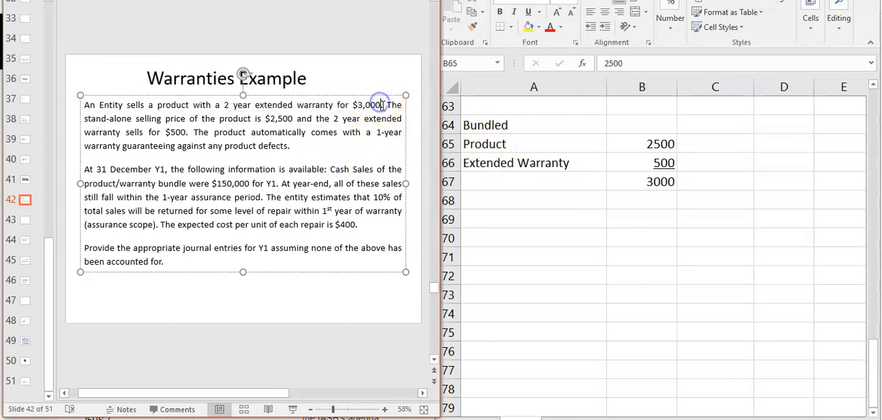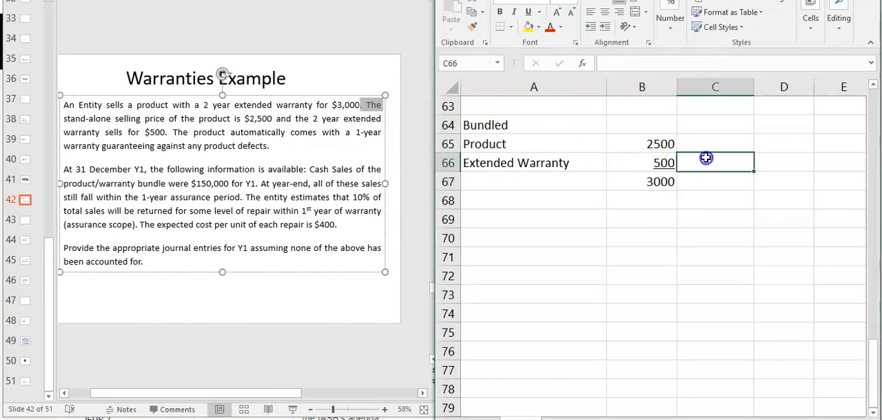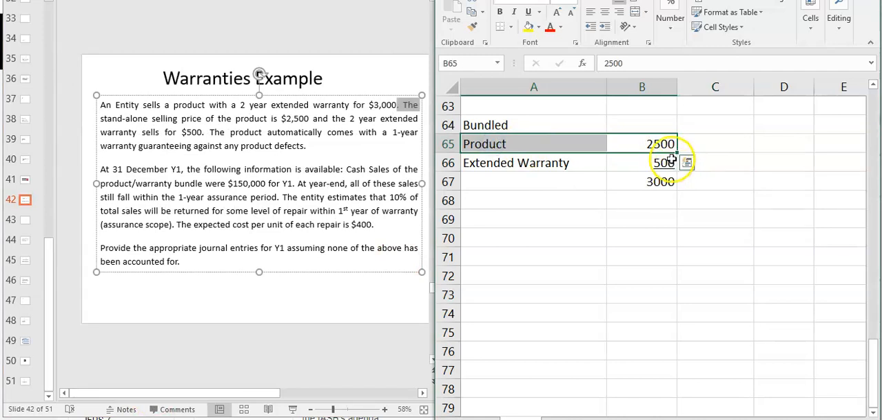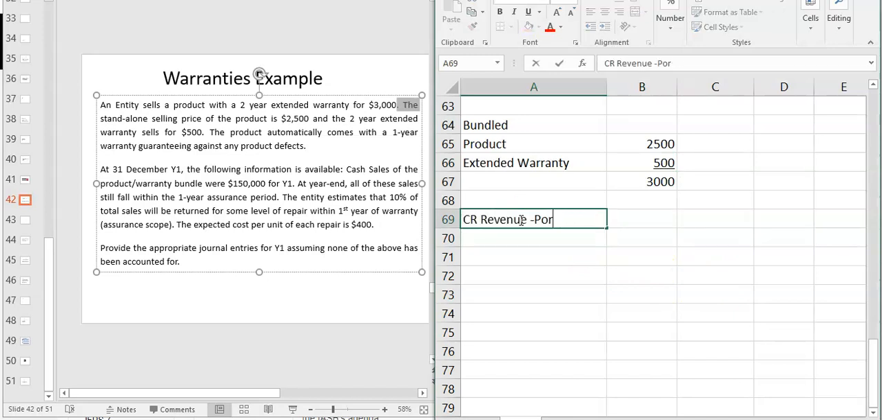If that, for example, was 2.7, then you'd have to get the pro rata amounts and allocate the 2.7 down. Because it's the exact same here, that's the amount of money attributed to the product. That's the amount of money attributable to the extended warranty. So what we'll do at the end of year 1, you're going to credit revenue for the product 2.5. That's fairly straightforward because once you sell the product, risk and reward of transfer have passed, so you can recognize the revenue.